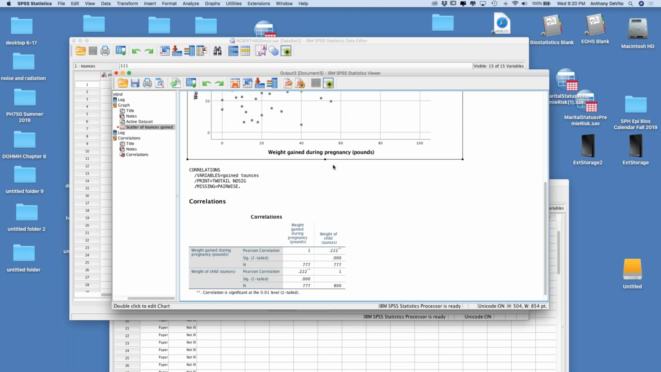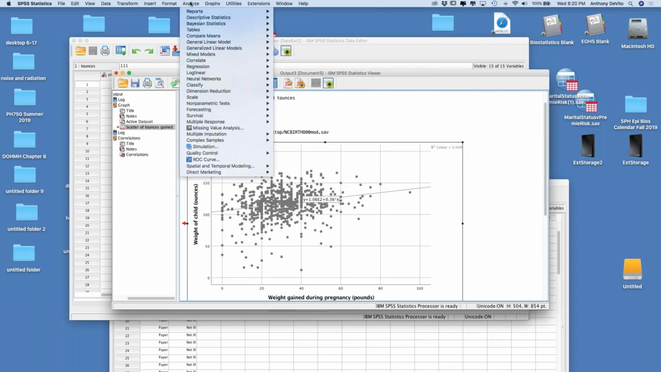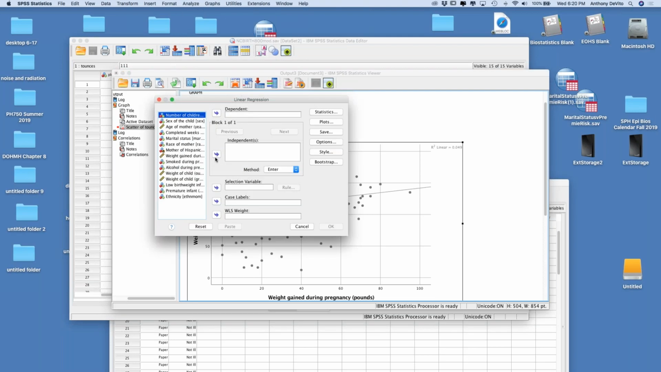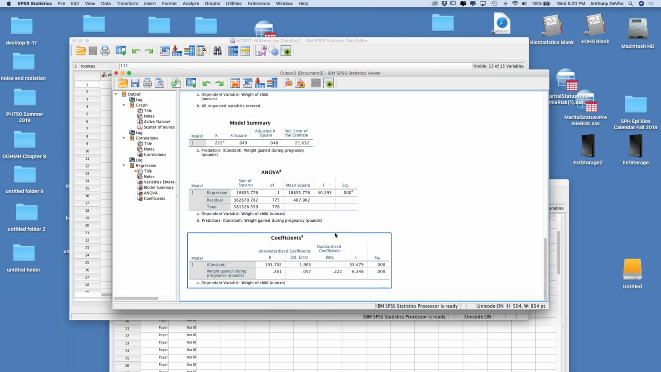Okay, so let's go ahead and do our regression. Analyze, regression rather, linear. I'm going to move the mother's weight gained into the independent variable, and then put the weight of the child in ounces in the dependent variable. And I'm going to go ahead and calculate this. Let's see what I wind up with. Again, I get R is 0.222, and R squared is 0.05, 5%.